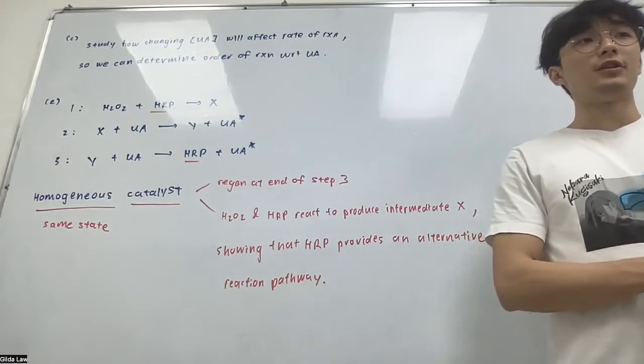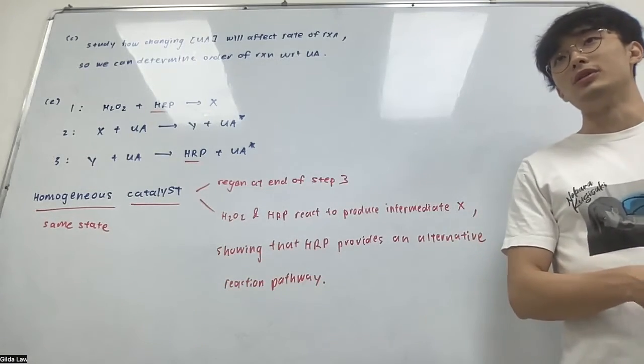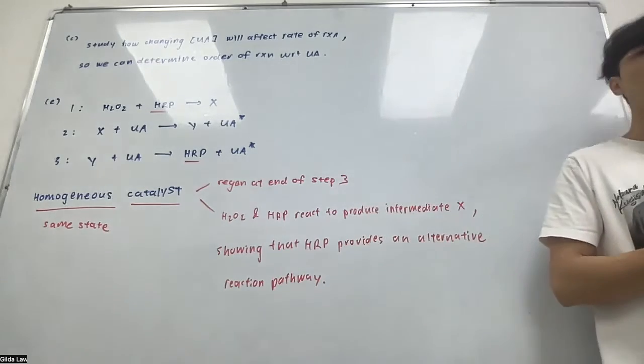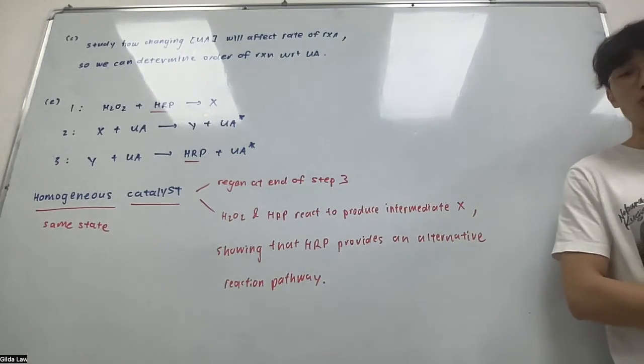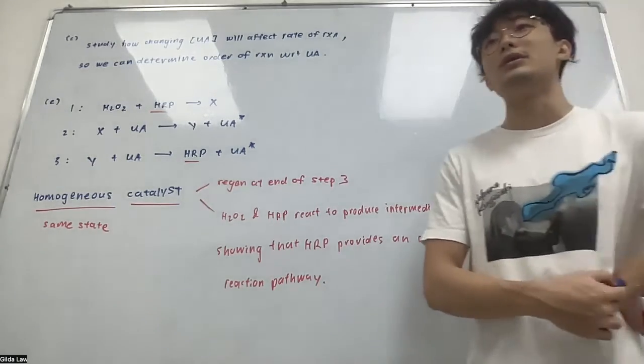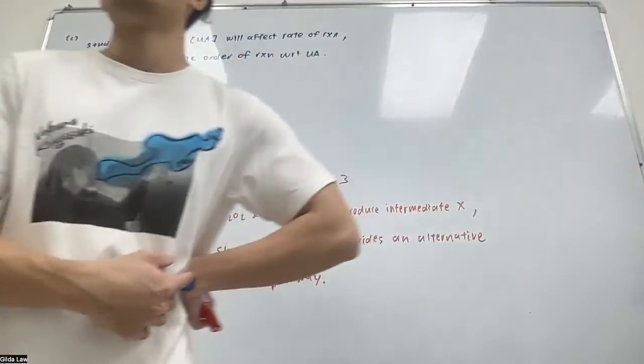Okay, for part F, they ask you to outline something. So usually it sounds like a very long question, but it's only 1 part. So we can keep it short. Let's discuss this. How do we determine if temperature affects rate? How can we modify this experiment?